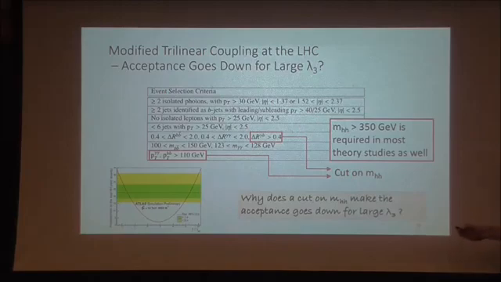But if I combine this cut with the other cut, the pT cut of the Higgs, effectively I make a cut on the invariant mass of the 2 Higgs. Not only does ATLAS effectively put a cut on m Higgs Higgs, in most of the theory studies, m Higgs Higgs larger than 350 is always required. Since there's nothing special about all the other cuts, this cut is responsible for the significance going down for large values of the trilinear coupling. And let's try to understand that.